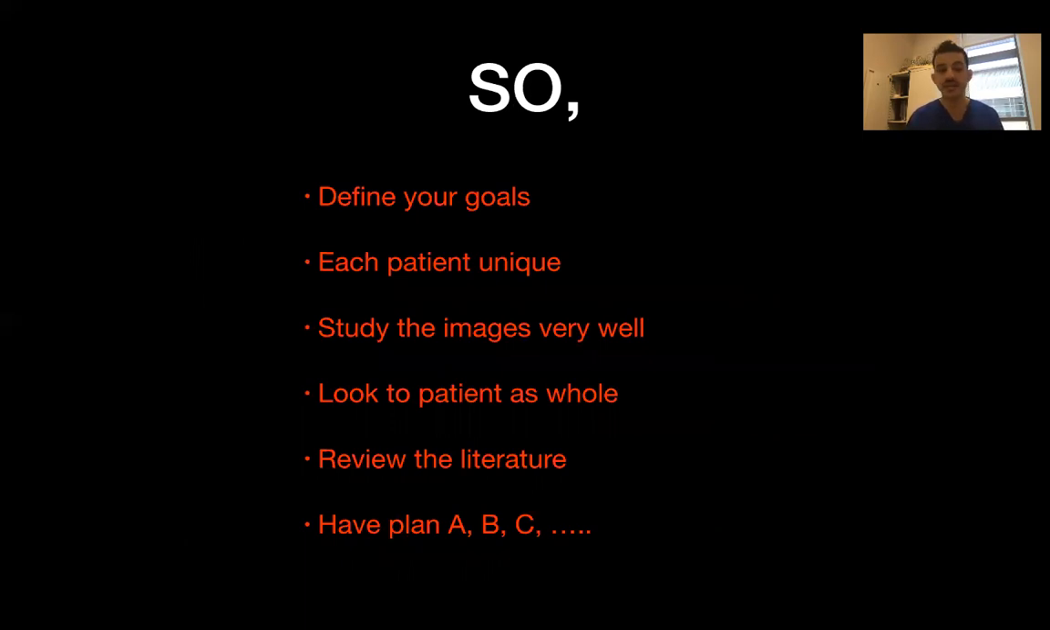Each patient is unique. Study the images very well. Look at the patient as a whole. Review the literature, and you have to plan A, B, C if you're stuck. So you have a clear plan.